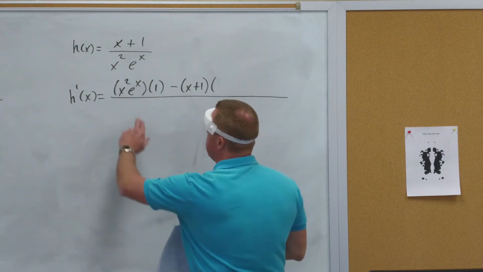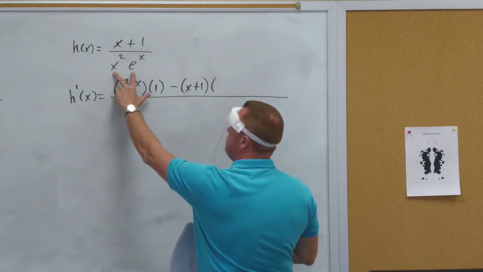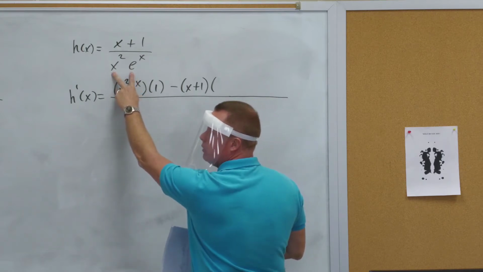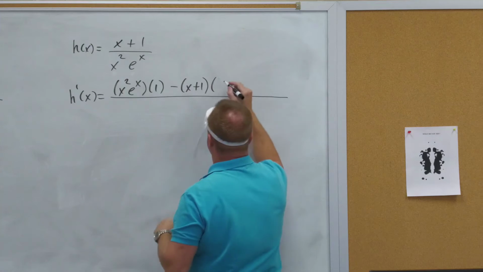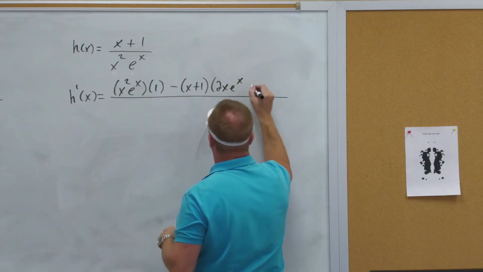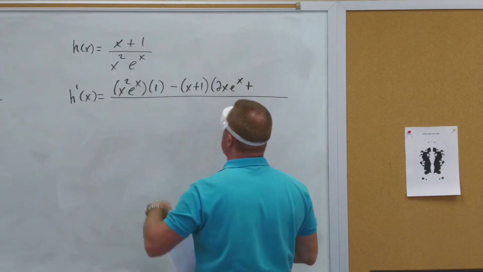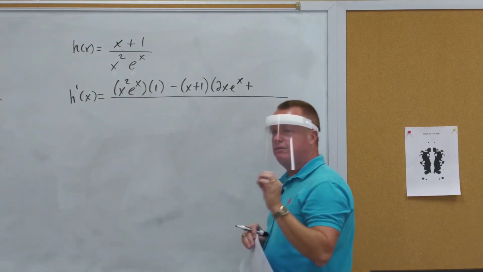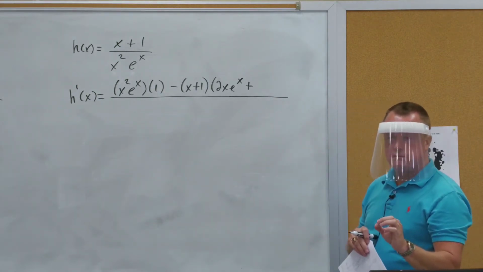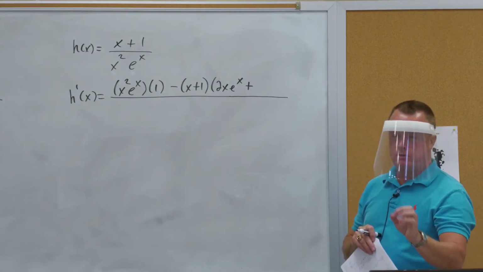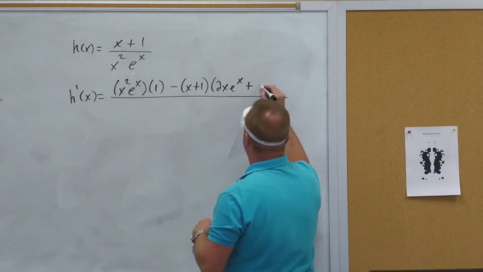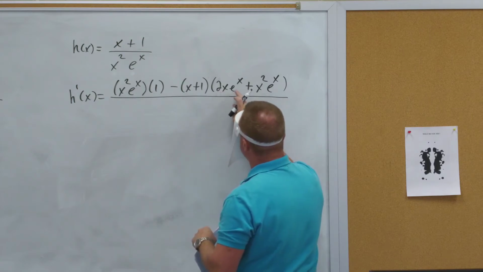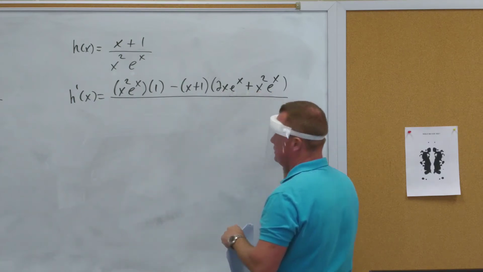I will say, x squared e to the x. I'm going to say the derivative of the first times the second. So the derivative of x squared is 2x. So 2x e to the x plus the first times the derivative of the second. What is the derivative of e to the x? E to the x. All right, that was on our quiz, right? So that's just going to be x squared e to the x. So that's the derivative of the first times the second plus the first times the derivative of the second. Okay.